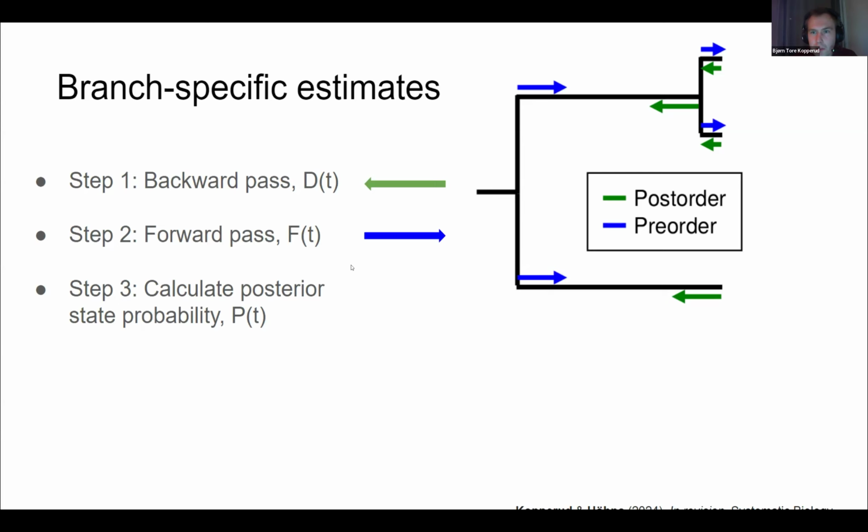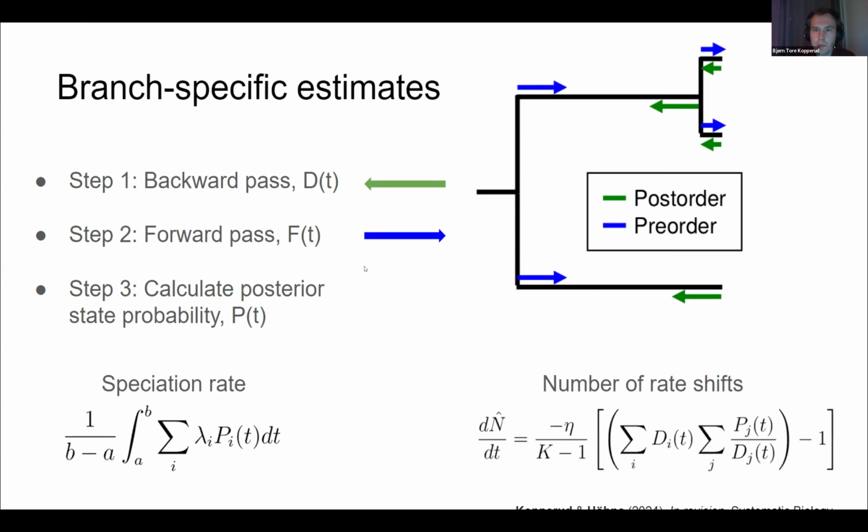Then we can use these posterior state probabilities to calculate the estimate for the speciation rate, which essentially is some kind of weighted average across our rate categories. And it's also averaged across the branch time. We can also calculate the number of diversification rate shifts, which is slightly more involved. You have to solve a differential equation, but we can do that with numerical methods, and it's relatively straightforward.